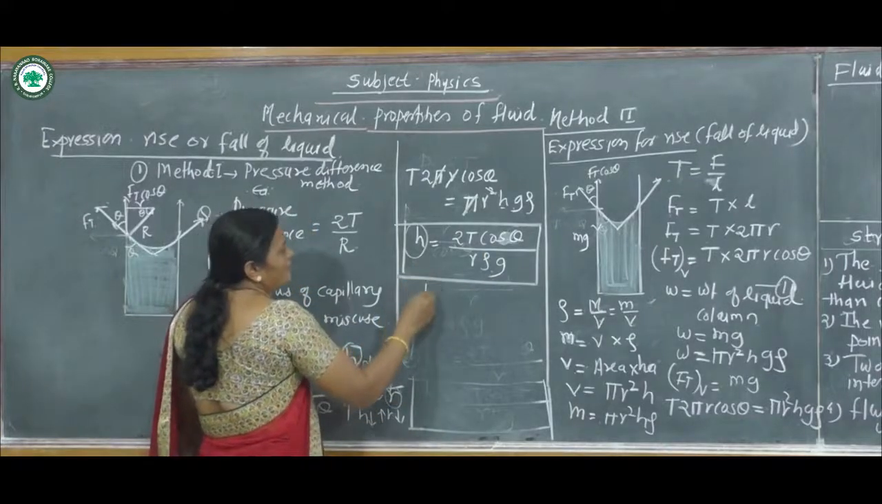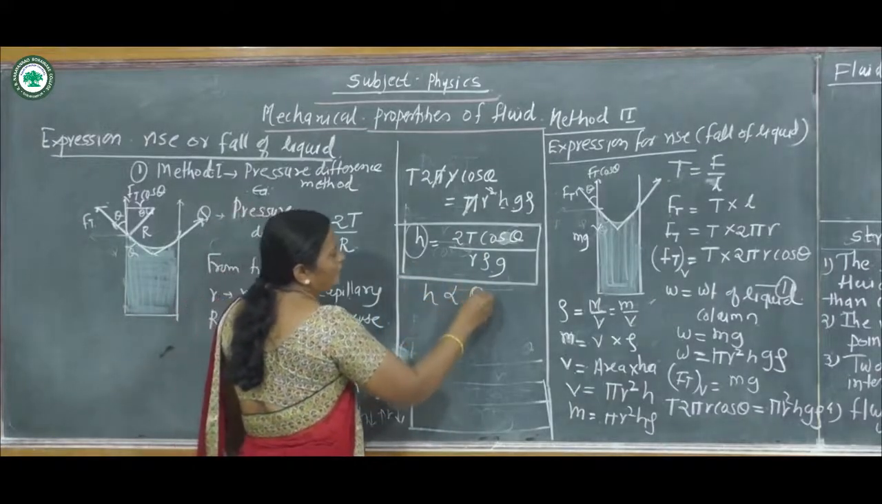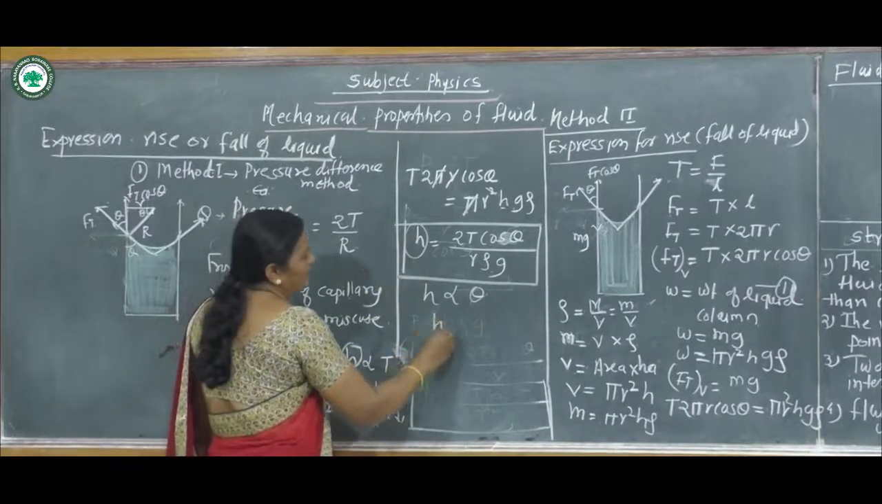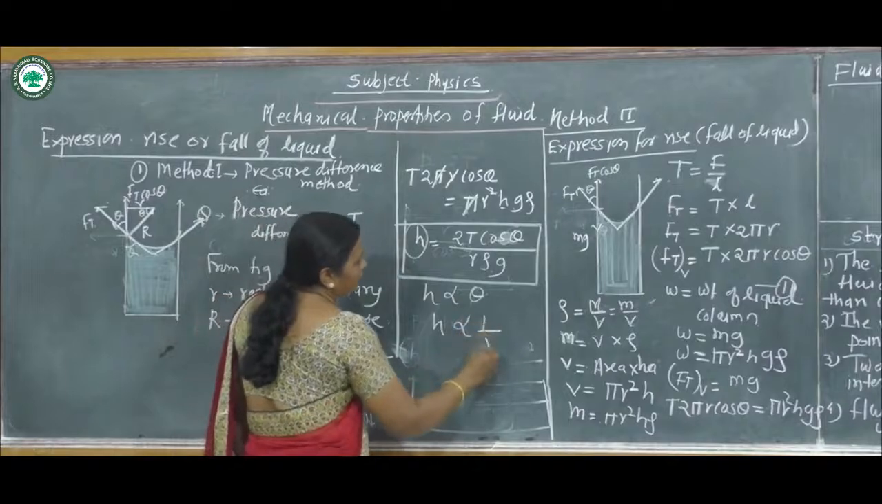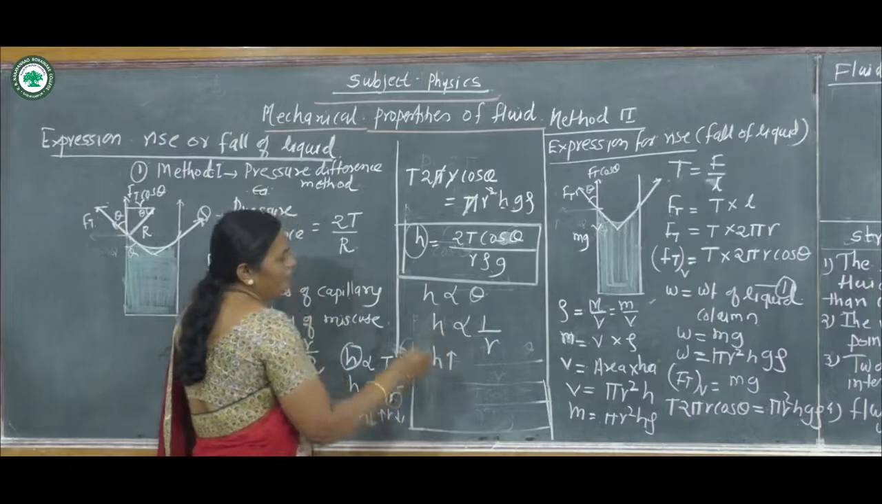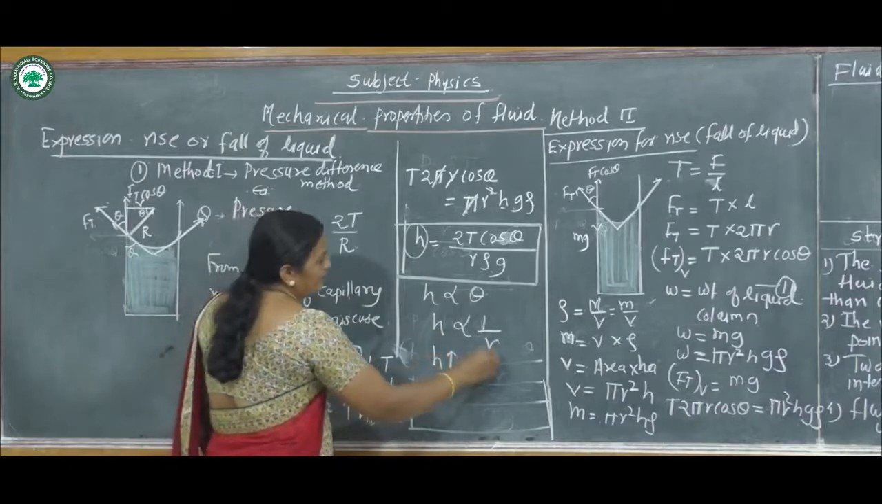That is, h is directly proportional to the angle of contact term cos theta, and h is inversely proportional to r. That is, the height of the liquid column increases as the radius decreases.